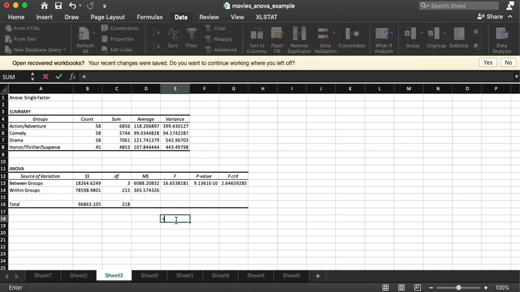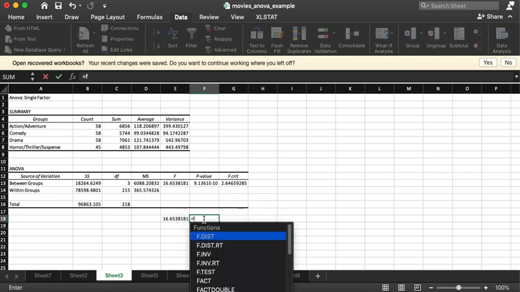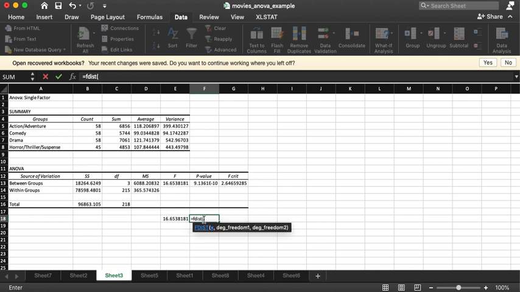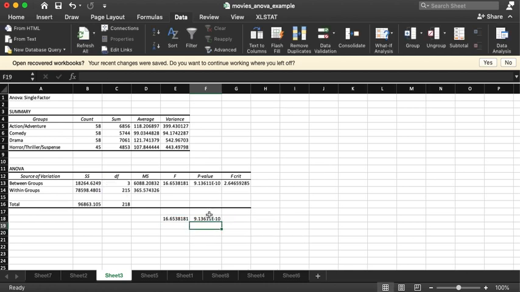So we could say equals this divided by, so the MST divided by the MSE is equal to F. See, that's the same number here. If we do F dist, so we give it our F value, our degrees of freedom 1 is here, degrees of freedom 2 is here. Right, that's our p-value, that's where it comes from.